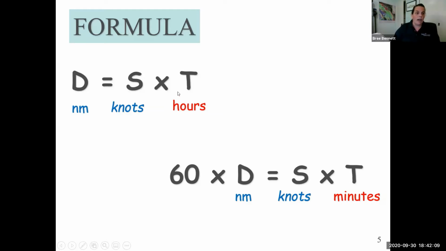And I would say in my experience, commercial sailors use the DST formula. Most, I would say 90% of my recreational boaters in this class use the 60 D Street formula. So from here on out, we're going to work with the 60 D Street formula, but I just wanted to put the base one here for you guys. But most of us use our 60 D Street.